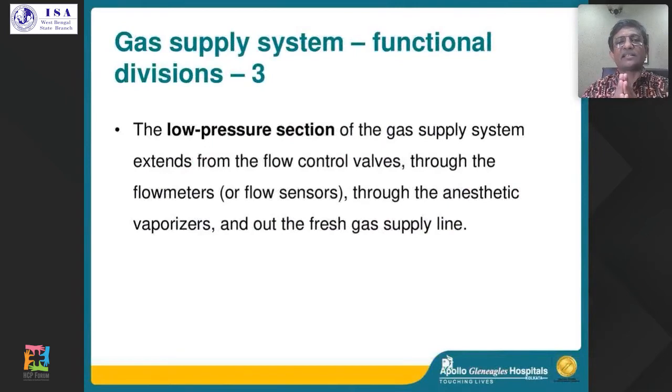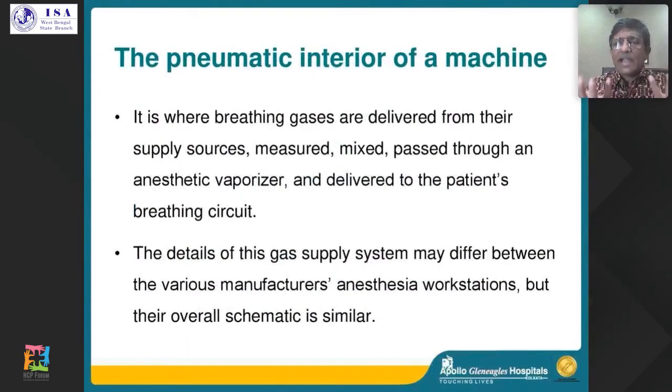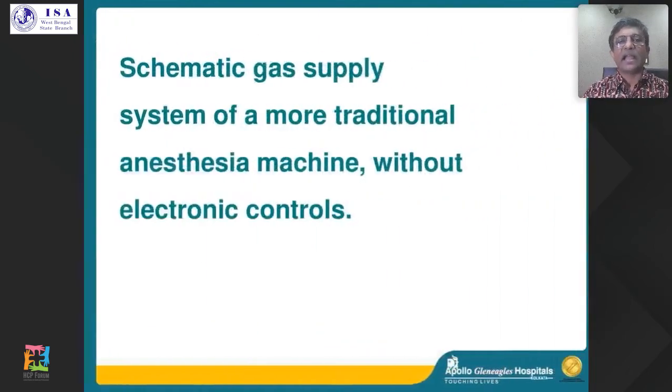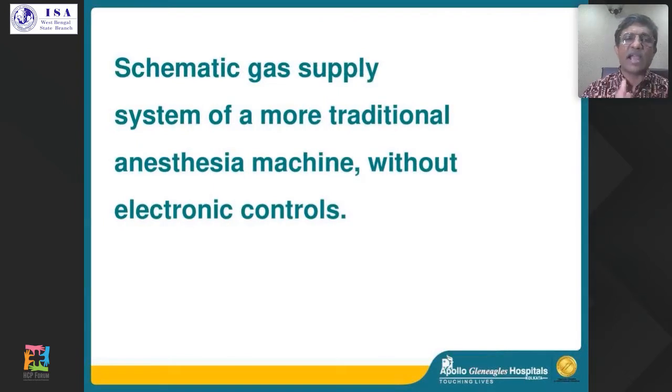And finally, you have the low pressure section of the gas supplies, which extends from the flow control valves through the flow meters or the flow sensors, through the anesthetic vaporizers, and out into the fresh gas supply line. So the pneumatic interior, which is what possibly we don't get to see when we see the anesthesia machines, is how from the supply the gas is measured, mixed, passed to the vaporizers, thus blended and delivered. And the details of this gas supply you can look at from schematics, and I will just present to you the two classic schematics that people allude to.